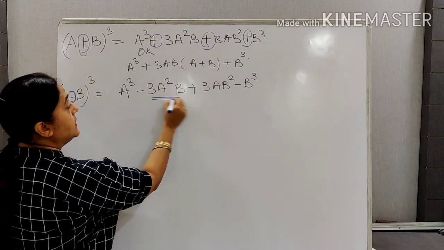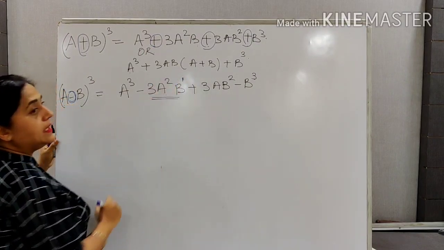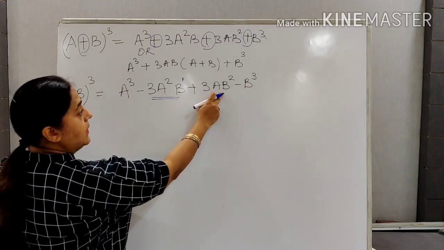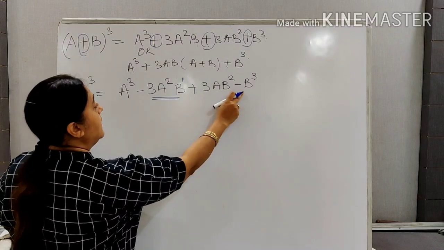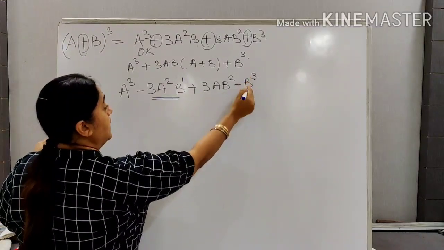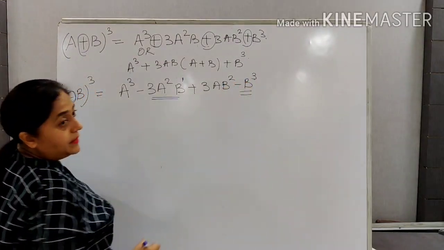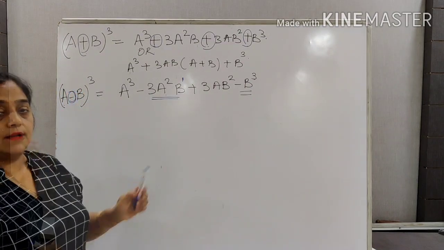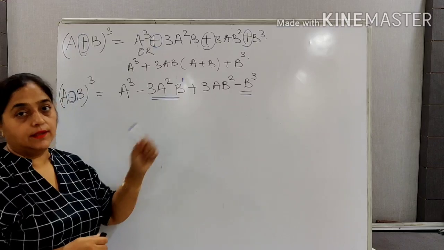Like in this term, it is a square b. Here power of b is 1. So what will you get? You will get a minus here. ab square, it will be positive. And then I have b cube. Power is odd. Power of b is odd. So we have minus here also. Got it? This is the way, this is a technique how we will learn this formula.